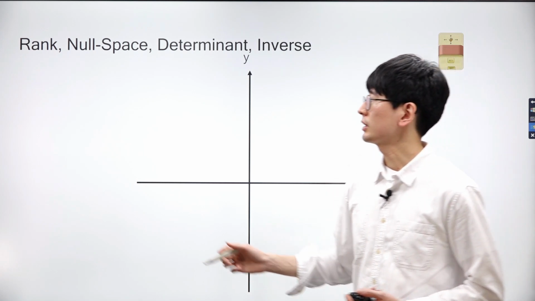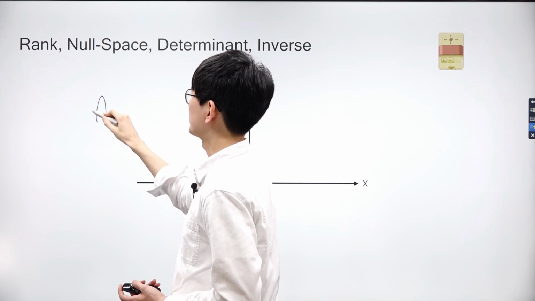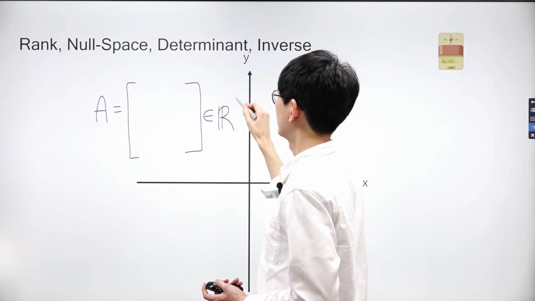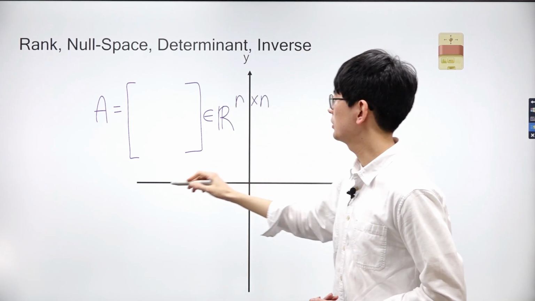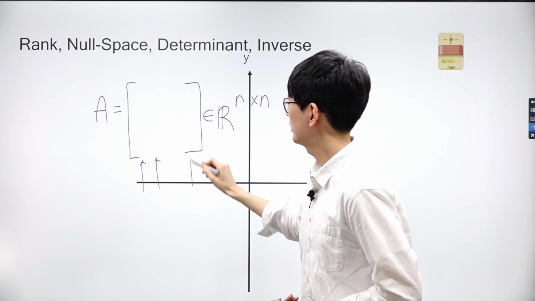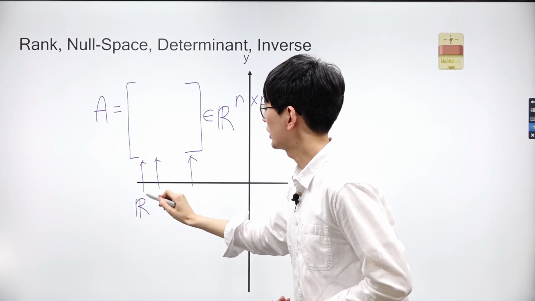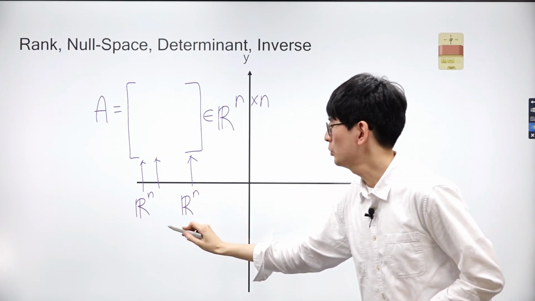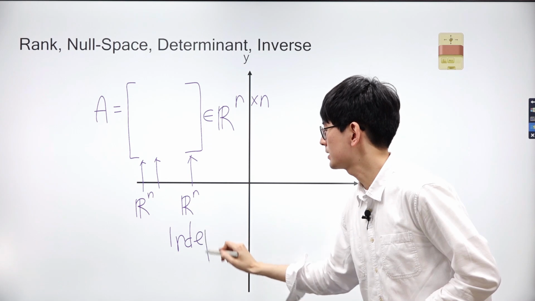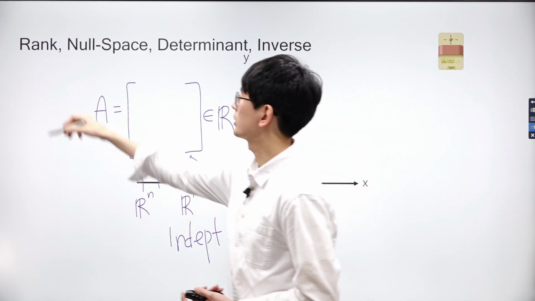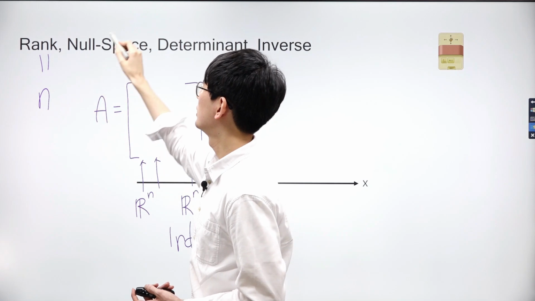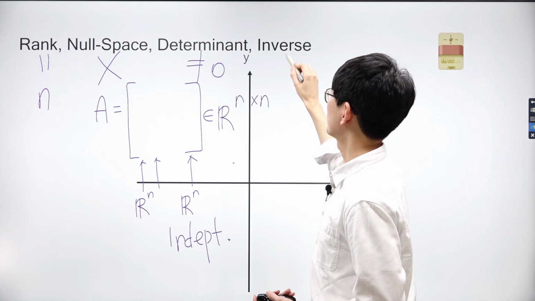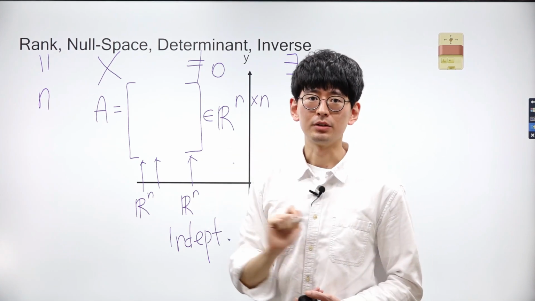Let's summarize the concepts in linear algebra we've learned so far. Suppose we have an n by n matrix A. Then matrix A is composed of n vectors in Rn. If these n vectors within the matrix are linearly independent of each other, then the following properties naturally follow. The rank of the matrix is n. The null space does not exist. The determinant of the matrix is not 0. And lastly, the inverse of the matrix exists.